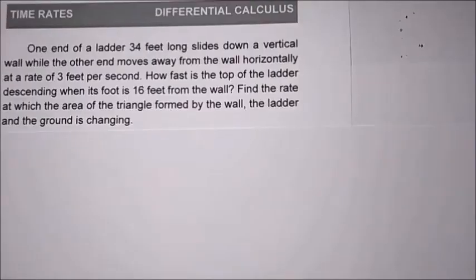Let's have an example for a ladder. One end of a ladder 30 feet long slides down a vertical wall, while the other end moves away from the wall horizontally at a rate of 3 feet per second. How fast is the top of the ladder descending when its foot is 16 feet from the wall? Find the rate at which the area of the triangle formed by the wall, the ladder, and the ground is changing when the foot is 16 feet from the wall.